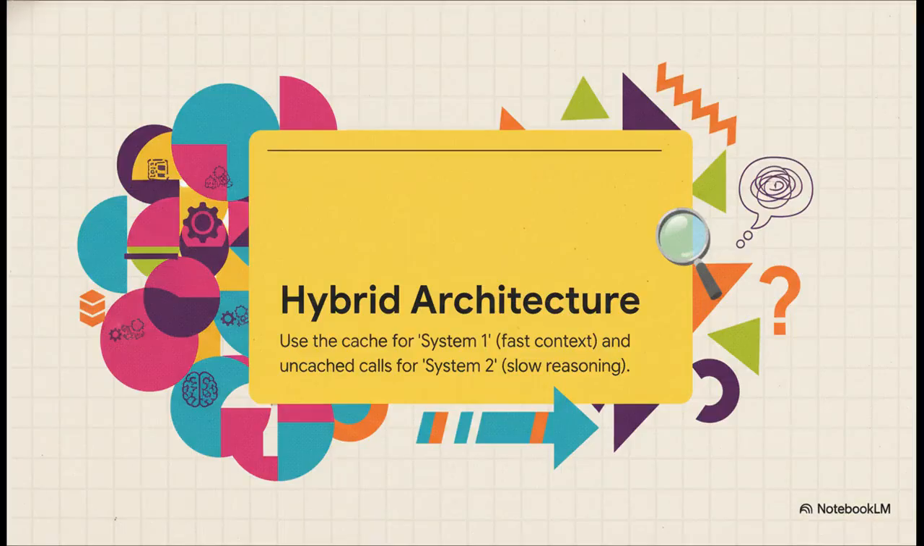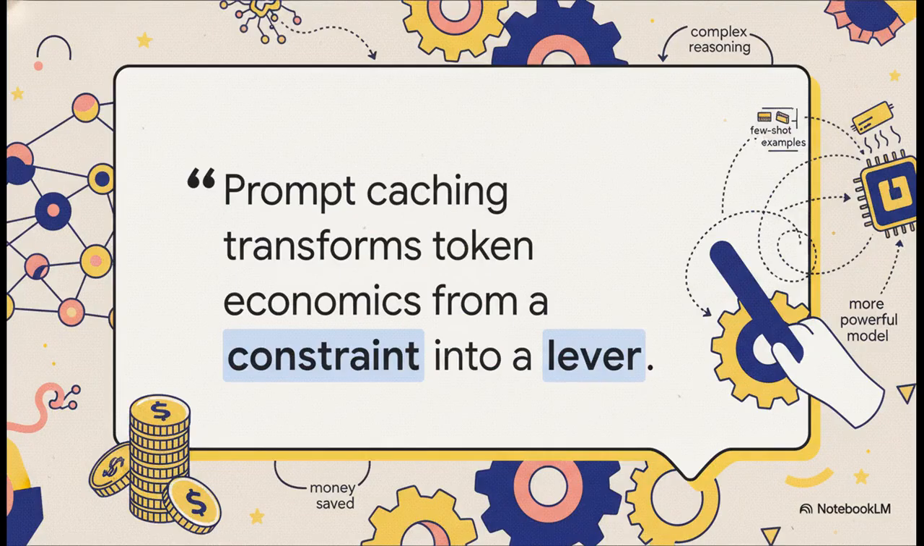We can now think in terms of a hybrid architecture, kind of like the System 1 and System 2 model of how our brains work. We use the cache for System 1. That's the fast, automatic recall of our massive static context. And this frees up our budget for System 2, the slow, expensive, and deliberate reasoning that happens with the user's unique query.